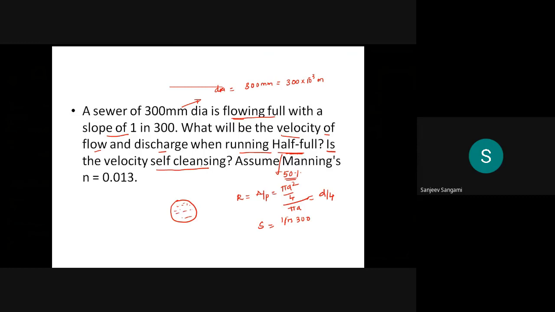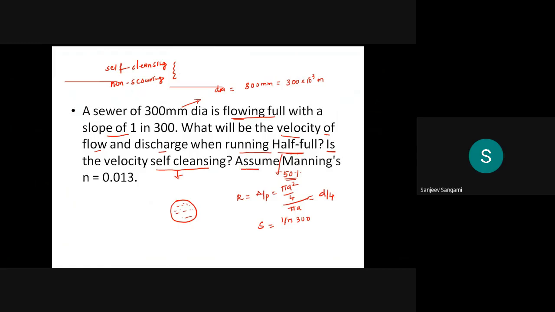Then he is asking whether the velocity is self-cleansing. After the velocity has been calculated, we have to say whether it is self-cleansing or not. We have discussed two velocities, that is the self-cleansing velocity and the non-scouring velocity. We already defined what the self-cleansing velocity and non-scouring velocity are.